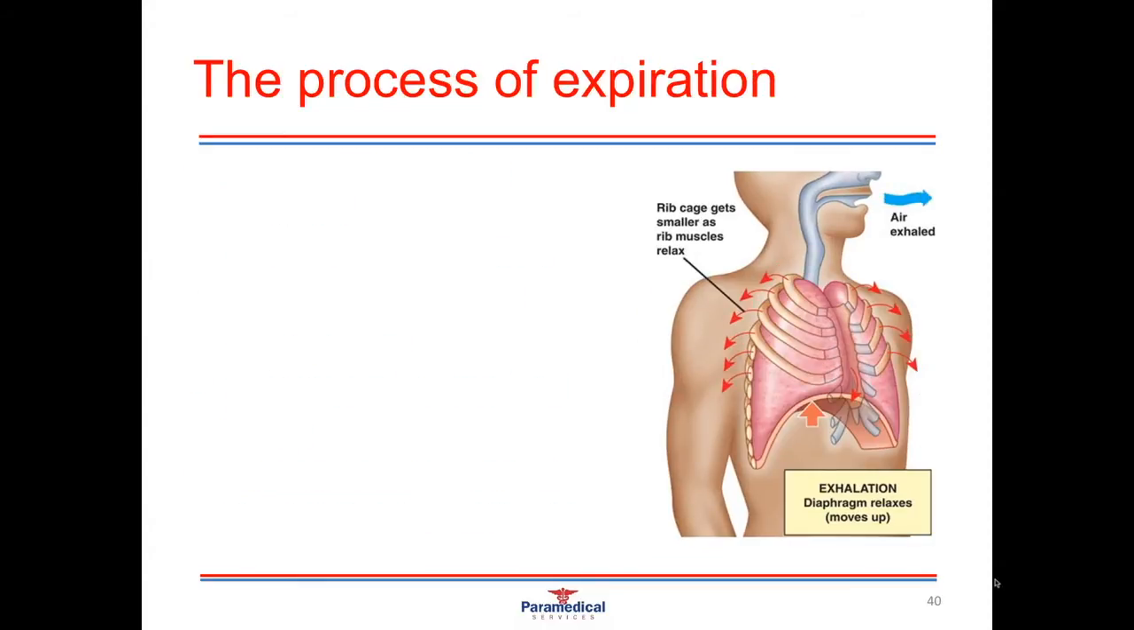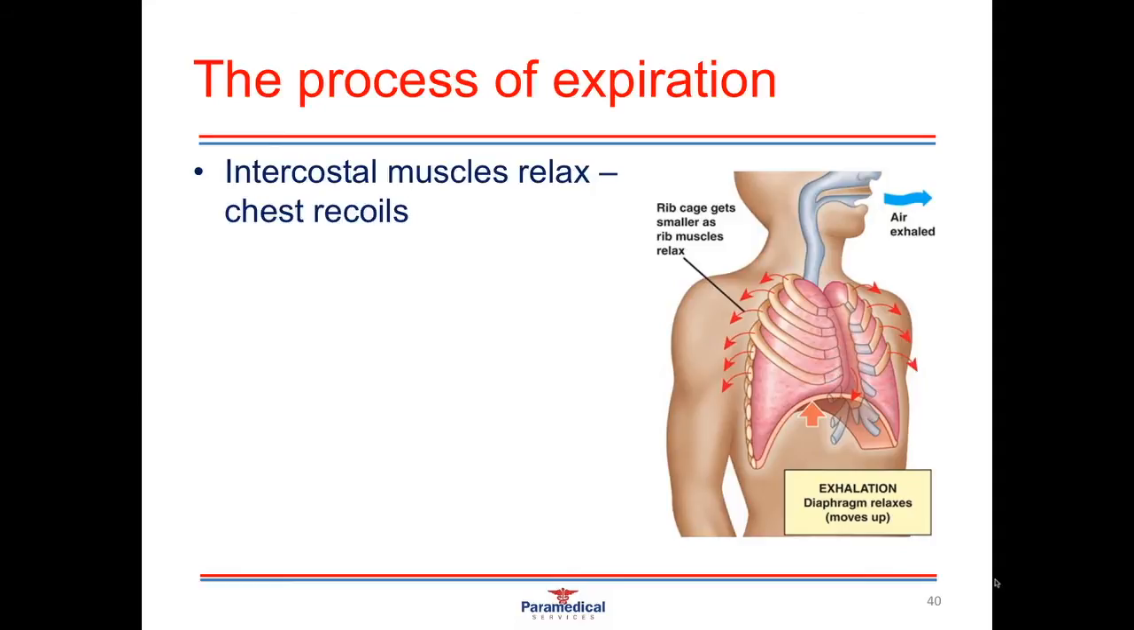During the process of expiration, the signal that was being sent from the brain causing the muscles to contract now ceases or stops. And as soon as that signal stops, we have relaxation of the muscles. So the intercostal muscles relax, and this causes the chest to move back or recoil to its original size. The diaphragm muscle relaxes and it now moves upwards.